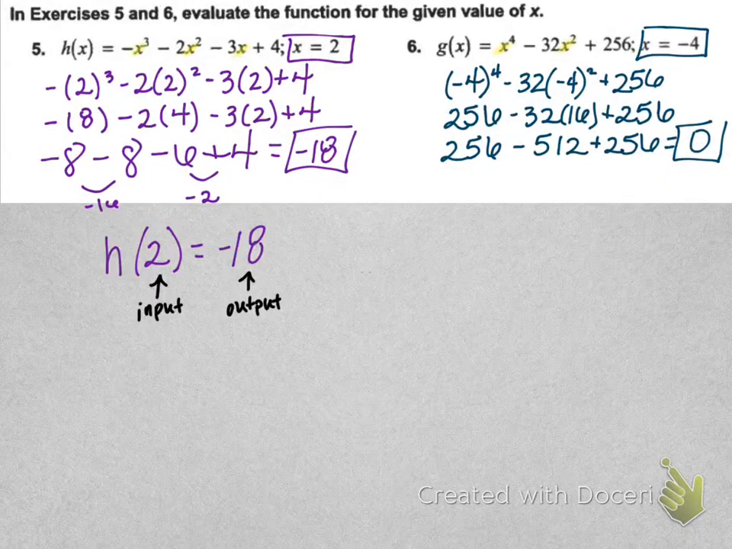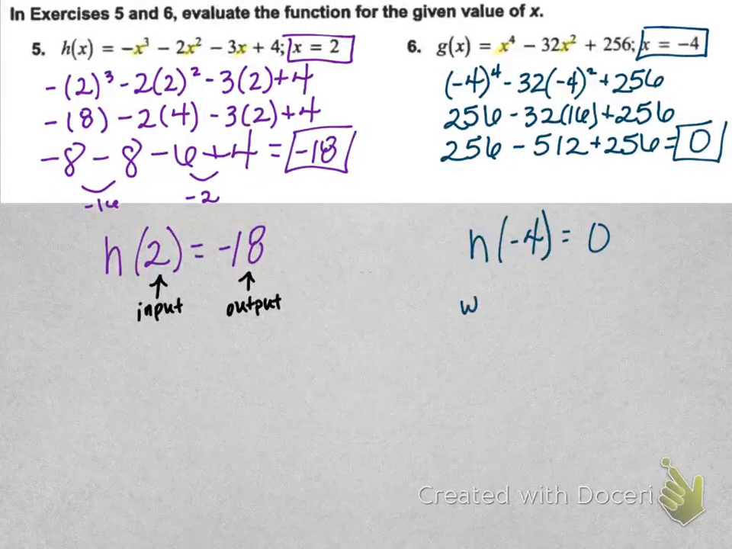If I want to continue on and put it in the format that you may or may not see on your homework, then we are going to say this is g of, or h of, it doesn't really matter. We inputted our -4, and we got an output of 0. Another way to think about this is to say that when x is -4, our y value, again our output, was 0.